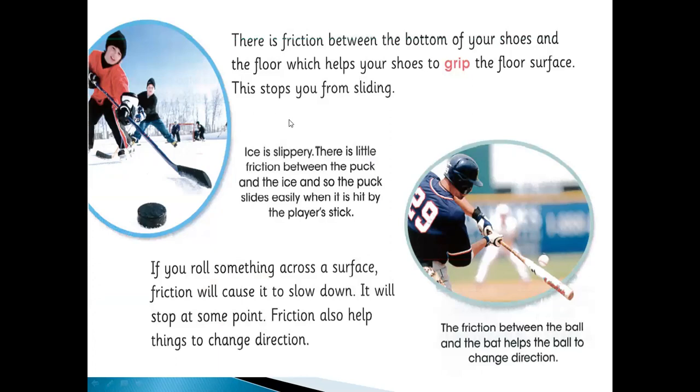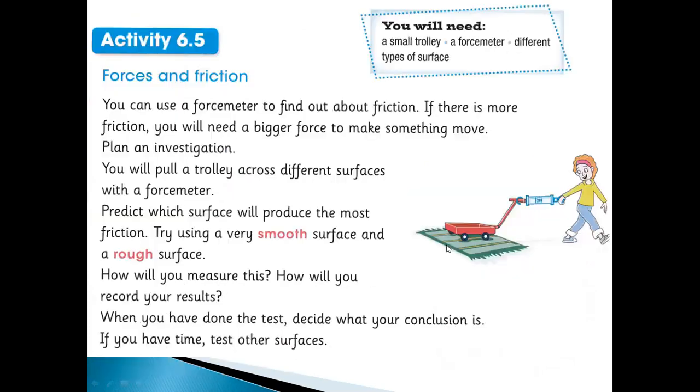There is little friction between the puck and the ice, so the puck slides easily when it is hit by the player's stick. If it's slippery, when someone hits it, it starts moving. Friction between the ball and the bat helps the ball change direction. If you roll something across a surface, friction will cause it to slow down, and it will stop at some point. Friction also helps things to change direction.